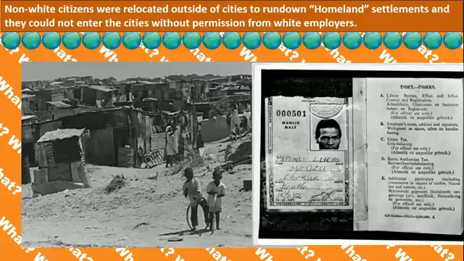Non-white citizens were not wanted in the cities, so ramshackle housing was hastily thrown up just outside cities, where over 3.5 million people were forced to resettle in these homelands. Protesting against apartheid laws was an imprisonable offense, and only whites were allowed to vote, which kept this system going strong for decades.